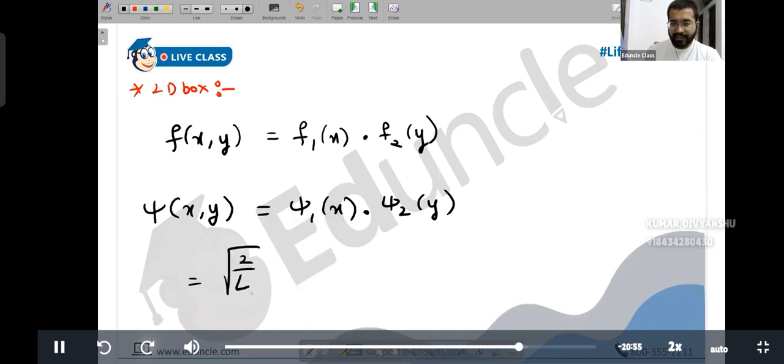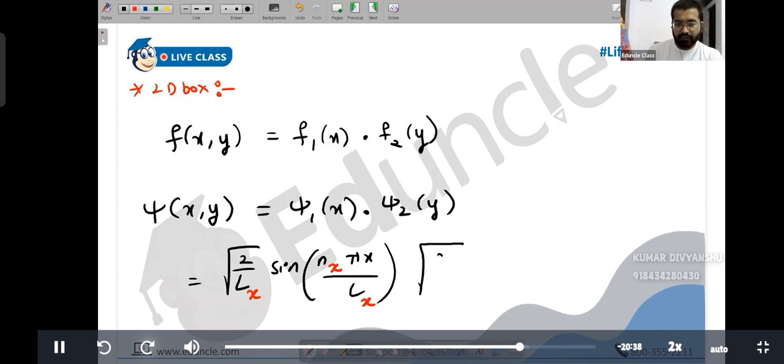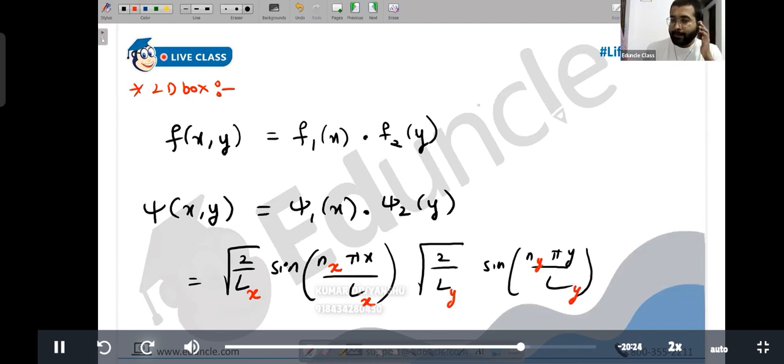Root of 2 by L sin n pi x by L. That's fine. But what I'm going to do is, I'll write it as root of 2 by Lx, sin nx pi x by Lx, creating a general form. And then similarly, we can have root of 2 by L sin n pi y by L, but I will write root of 2 by Ly, ny, and Ly. Remember, back then you used to express the wave function as psi n. Now how should I express this? This will be psi nx, ny.